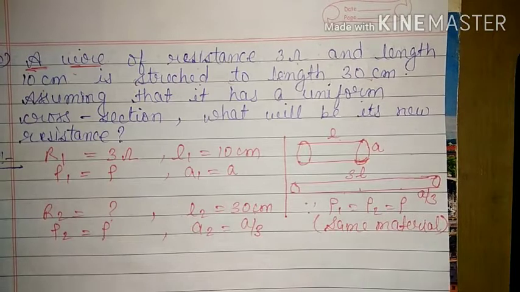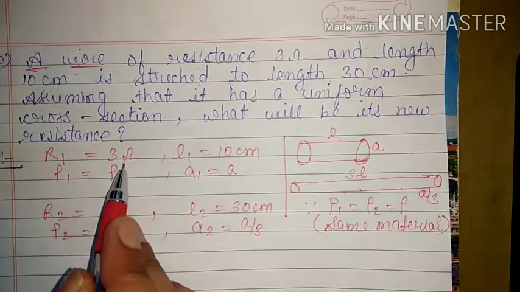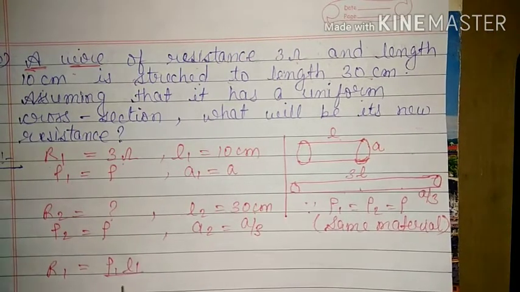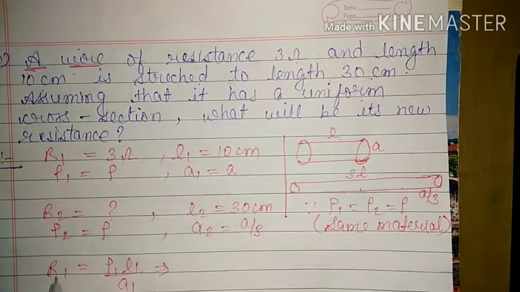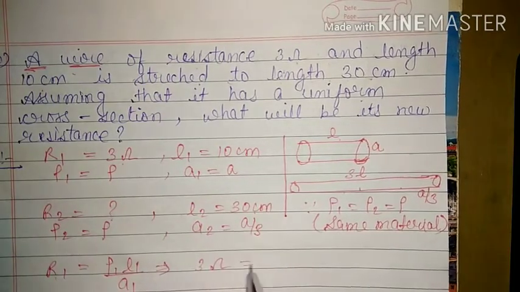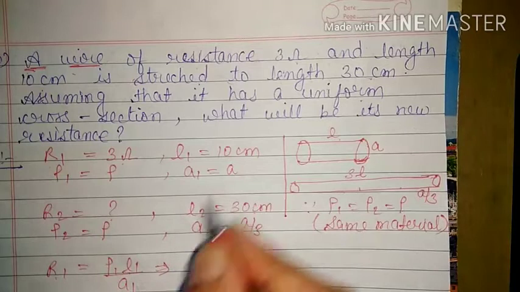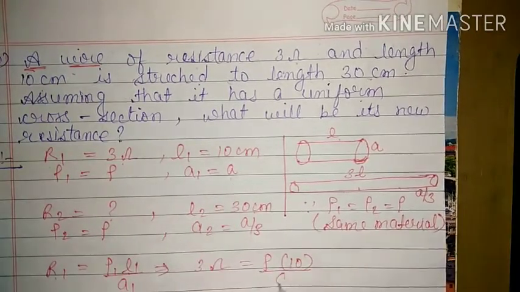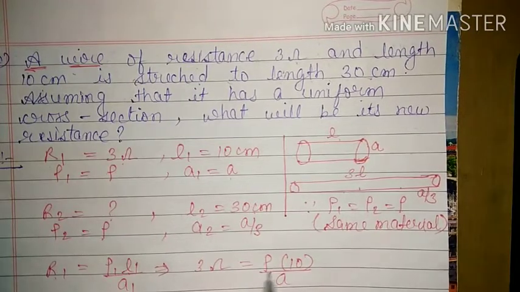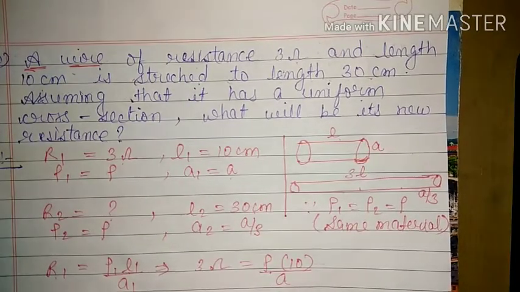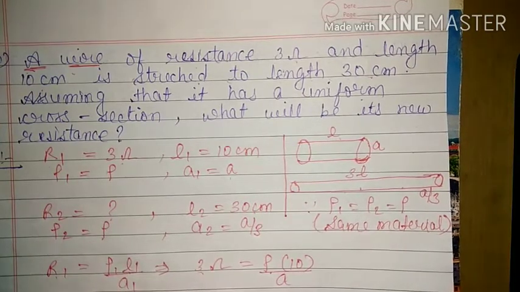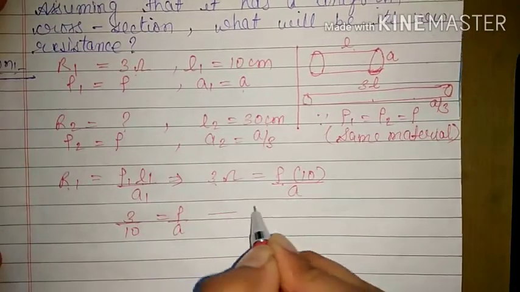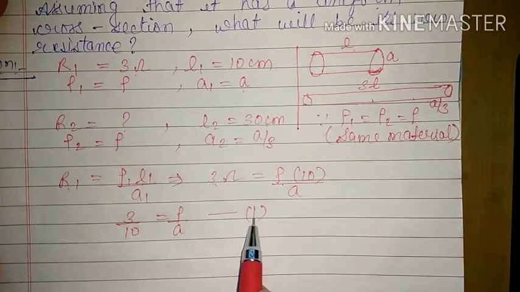Okay. Now same process we will apply. First we will make an equation from first condition, that is R1 is equal to rho 1 L1 upon A1, which implies R1, that is 3 ohm, is equal to rho, L1 is 10 centimeter and A1 is A. From here we can say rho upon A is equal to 3 upon 10. We will mention it as equation number 1.